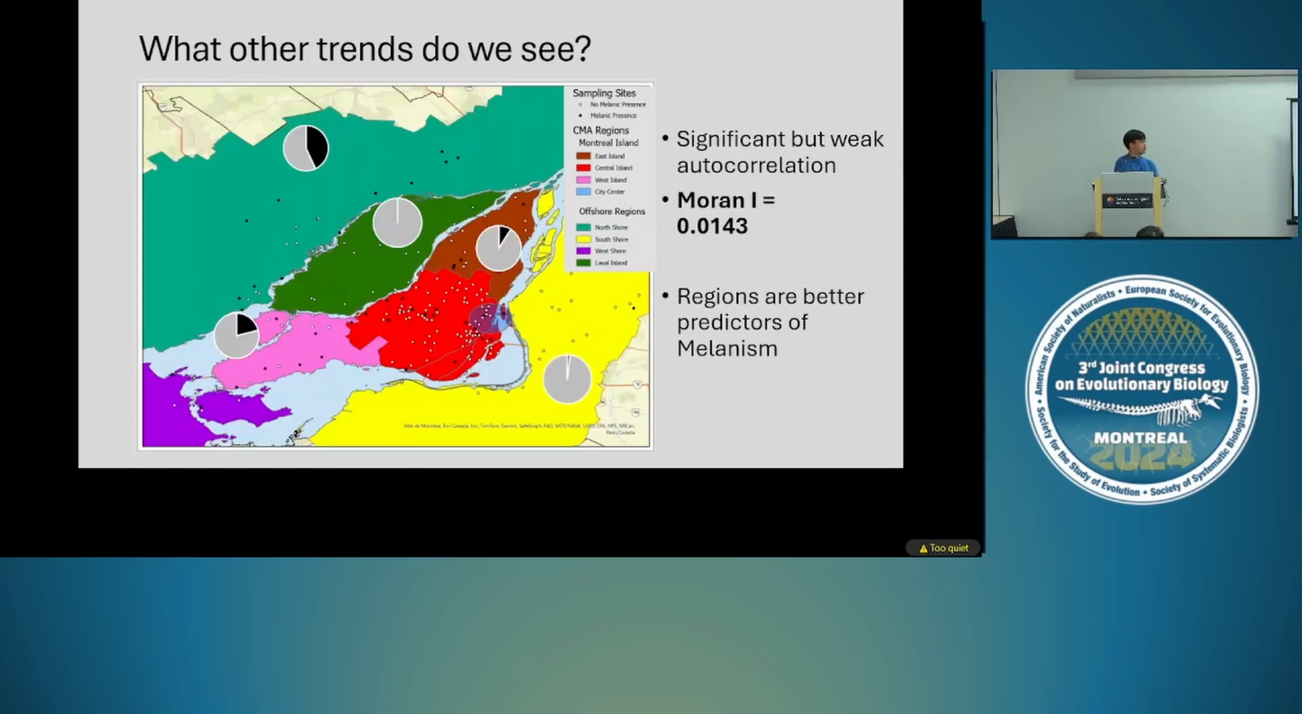But what seems to be more interesting is that there is a really high variation in melanism across different areas.